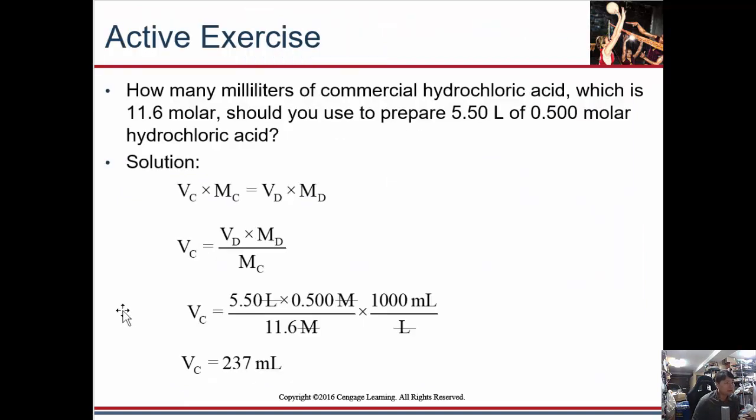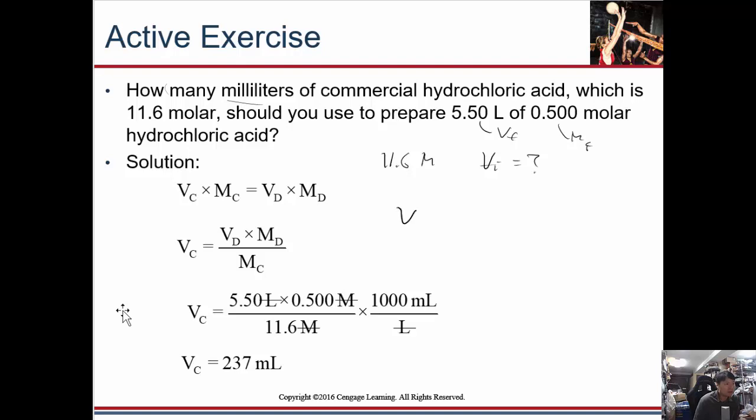And so here, this one, how many milliliters? So this is a little different problem. How many milliliters of commercial hydrochloric acid? Okay, so we buy the commercial stuff because it's the most concentrated. And so it's 11.6 molar. And the volume initial is the question mark here, because this is the final volume, what we want, and this is the final concentration, which we want here.